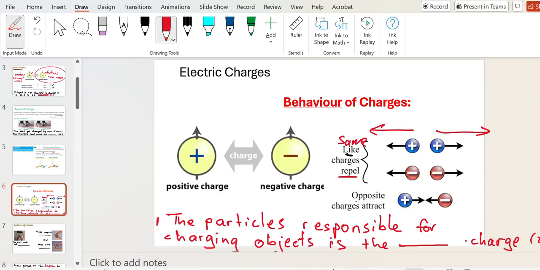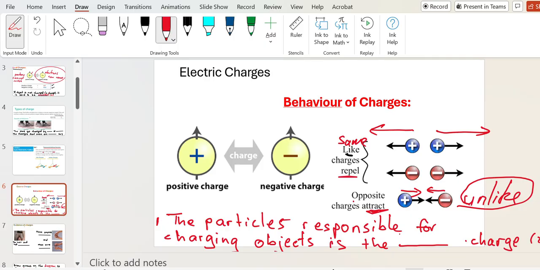If they are opposite, in other words, not the same, or sometimes we use the word unlike. Unlike charges, what do they do? They attract. Opposite or unlike charges attract. You can see they move towards each other. They come together. We call this attract. Check the spelling. You can write on your paper the word attract. Definitely somewhere in the exam you will write these words attract and repel.